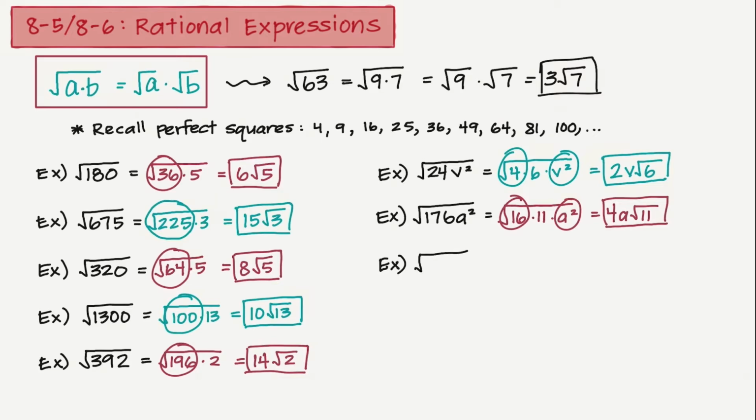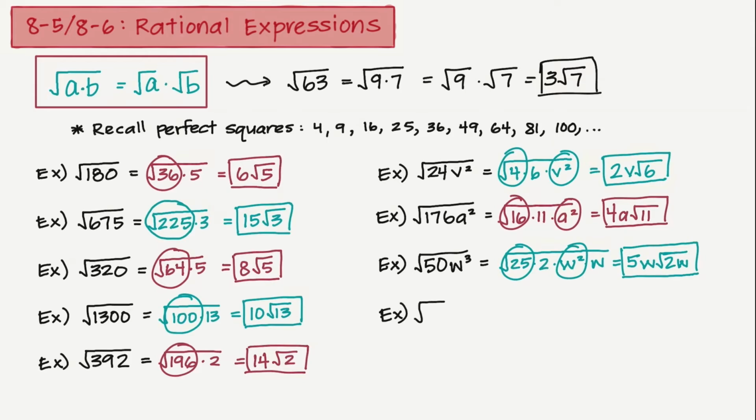Let's find the square root of 50w cubed. So 50 is the same as 25 times 2, and w cubed is w squared times another w. So I can find the square root of 25, which is 5, and the square root of w squared, which is w, and I'm left with 2w locked inside of my radical symbol. Okay, let's go ahead and do one more before we move on.